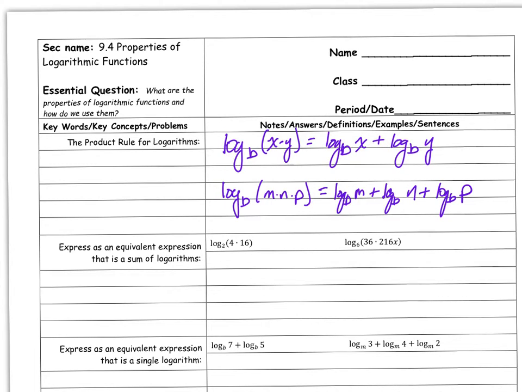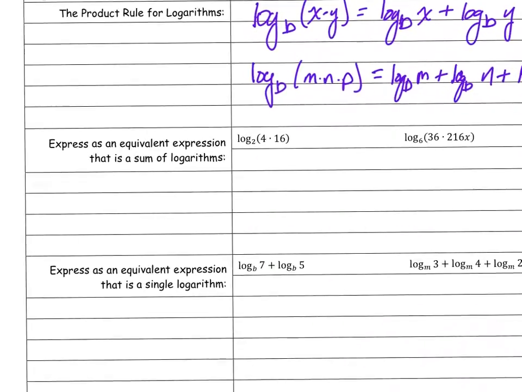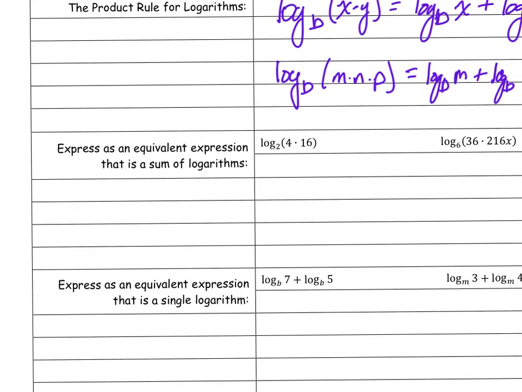So we're going to try a few of these right now. I'm going to blow it up just a little bit. It says write an equivalent expression. I'm not solving. All I'm doing is writing an equivalent expression that's a sum of logarithms. So it says log base 2 of 4 times 16. Well, that can be rewritten as log base 2 of 4 plus log base 2 of 16. That's it. Just rewrite it as a sum instead of a times.